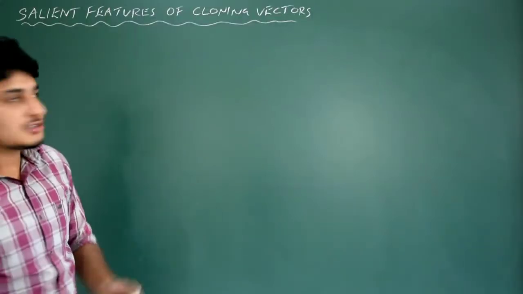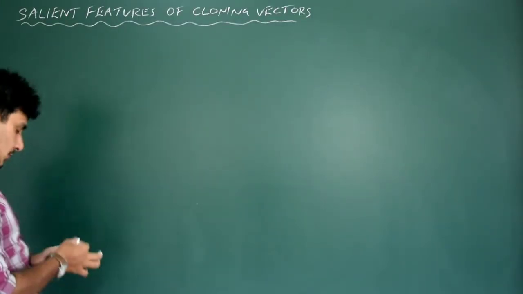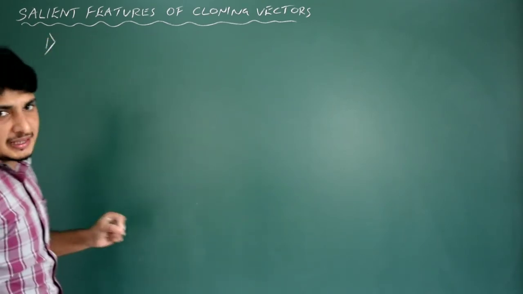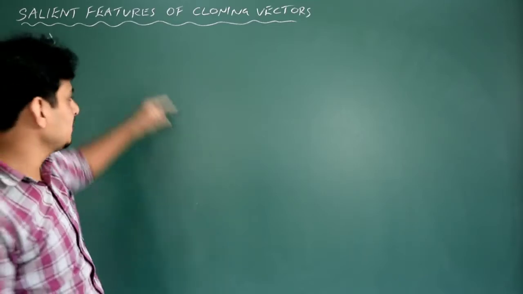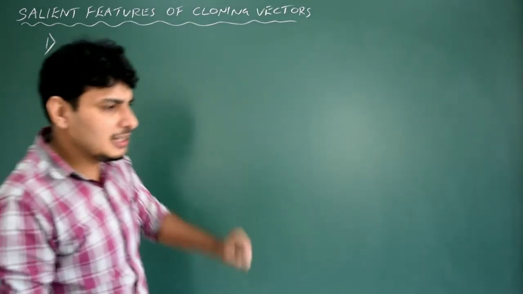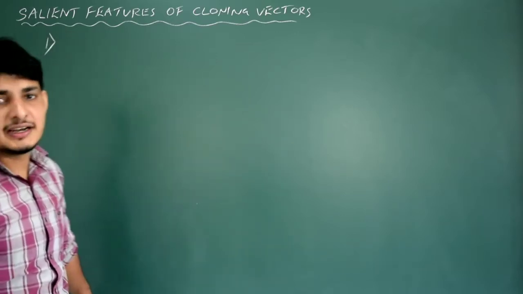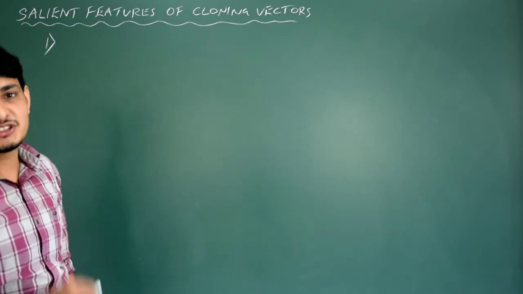The salient features of cloning vectors. Very important concept. Very important. So there are 4 features which should be exhibited by cloning vectors. Not all cloning vectors will exhibit all the features I mention here. If any particular vector possesses all 4 features, then it should be considered a very ideal cloning vector for genetic engineering.